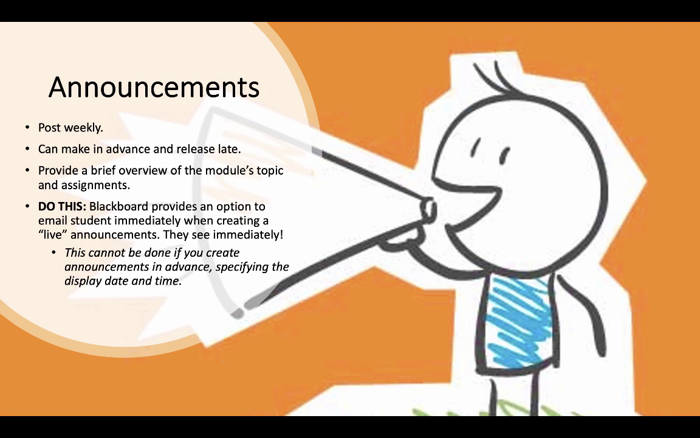When making a live announcement, this is an announcement that you are about to post that moment, Blackboard provides an option to email students immediately when creating these announcements, and they'll see it immediately. So it's recommended that you do this. Unfortunately, if you schedule announcements to be released at a later time, this feature is not available.